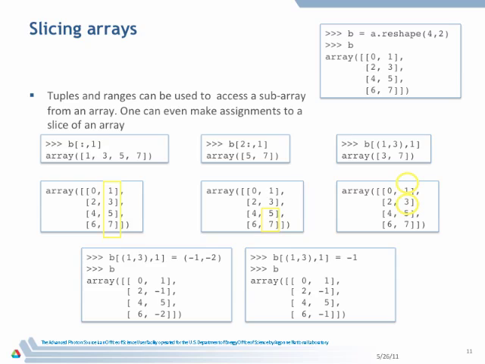And we can assign to those elements as well. So here, this code has pulled out the 3 and the 5, and if I assign those to be a list of values or a tuple of values, I've changed this one to be -1 and this one to be -2. Or I can use a single value, in which case it gets broadcast, so my -1 ends up in every element.